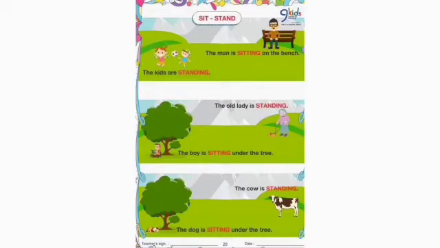Kids, you can see these pictures on page number 20 in your maths workbook. The man is sitting on the bench. The kids are standing. The old lady is standing. The boy is sitting under the tree. The cow is standing. The dog is sitting under the tree.